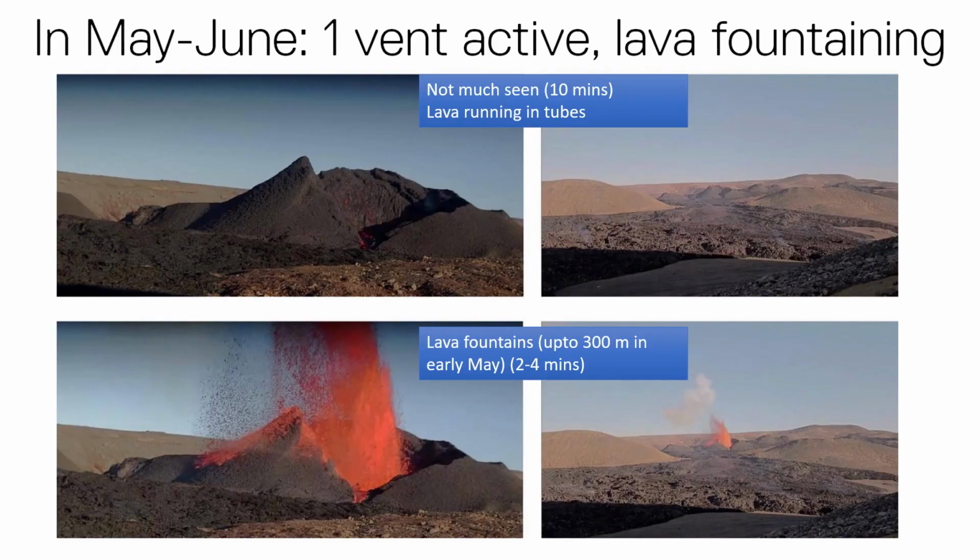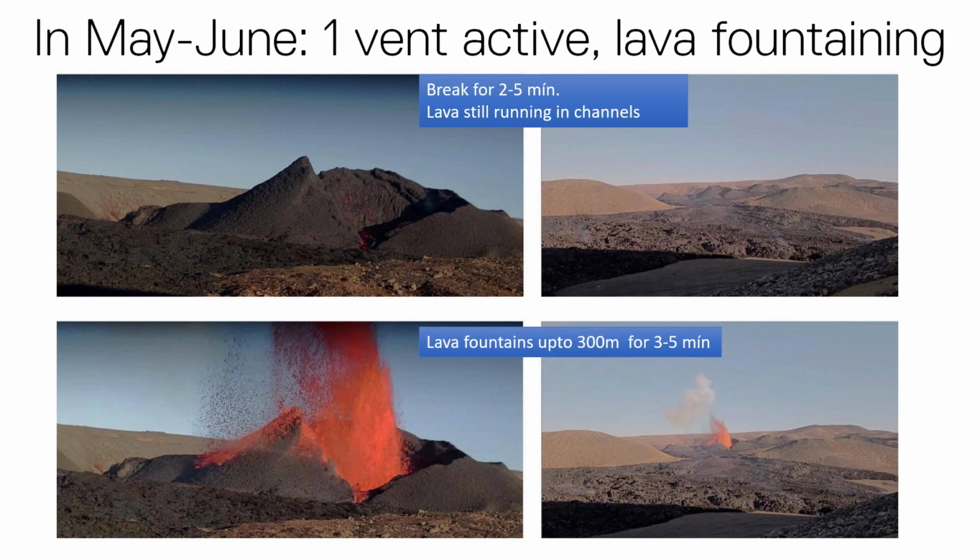But in May, we started to see something which was quite peculiar. We started to see lava fountaining and pulsating of the activity, as these photos show. So we had a few minutes of no activity and then a few minutes again with lava fountaining, and really high lava fountains, even up to 300 meters high, which we could see very clearly here from Reykjavík.